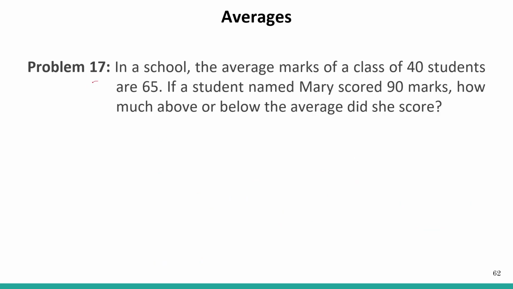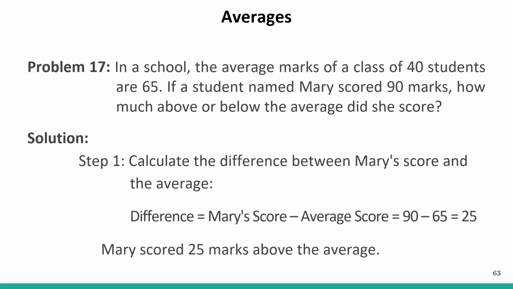Let's see problem number 17. In a school, the average marks of a class is 65, and the capacity of the class is 40 students. If a student named Mary scored 90 marks, how much above or below the average did she score? Mary's mark was 90 and the class average was 65. So 90 minus 65 is equal to 25. So she scored 25 above the average. The difference between Mary's score and the average score was 25. That's why Mary scored 25 marks above the average.